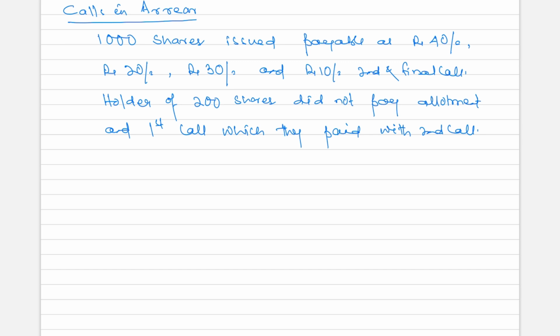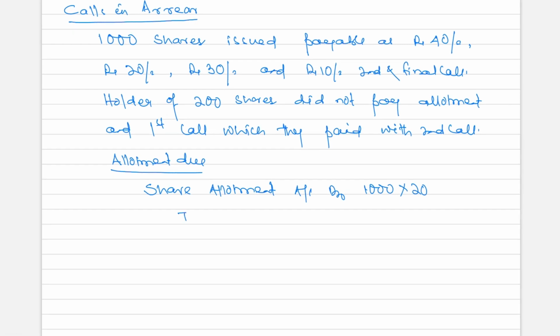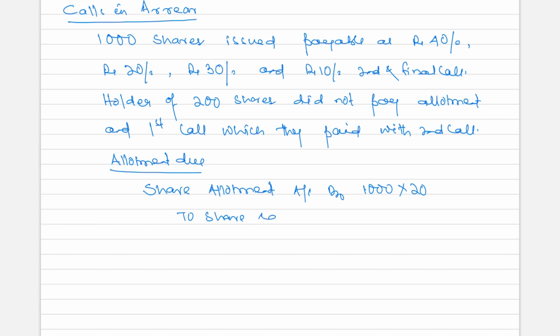So at the time of allotment, the due entry will be allotment due. The entry will be share allotment account debit, that is 1000 into 20, to share capital, that is 20,000. Don't write it in this way; you have to write the narration.